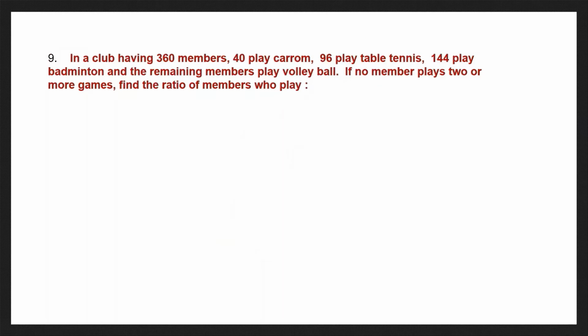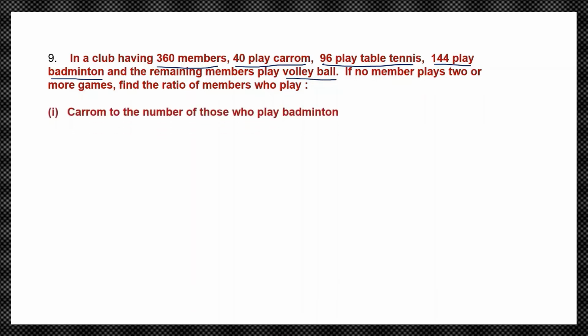Question 9. In a club having 360 members, so the total number of members is 360, 40 of them play carom, 96 play table tennis, and 144 play badminton. And the remaining members, they play volleyball. If no member plays 2 or more games, find the ratio of members who play, first one is carom, ratio of members who play carom to the number of those who play badminton.